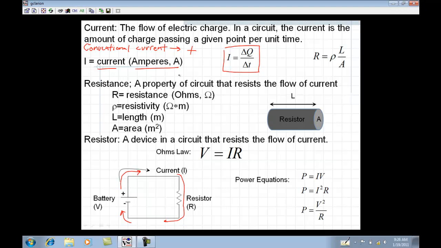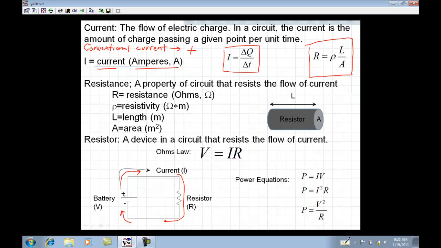Resistance is also something that we need to know. Resistance is a property of a circuit that resists the flow of current. Now, this is another important equation that you will probably not be using on your free response questions, but using a lot in the multiple choice part of your tests and quizzes. It basically tells us how much resistance there is to charge in any particular element or any particular device in a circuit.